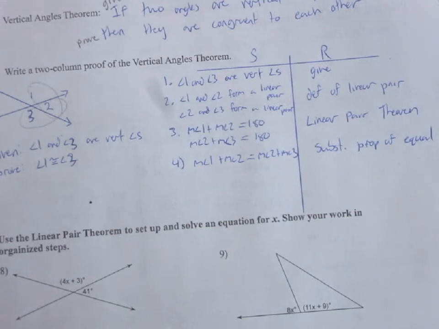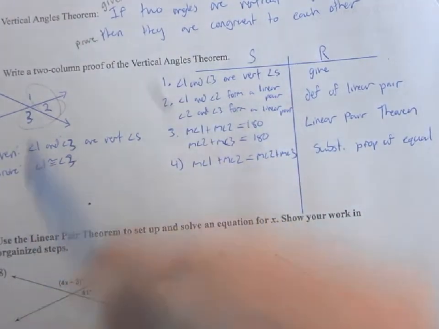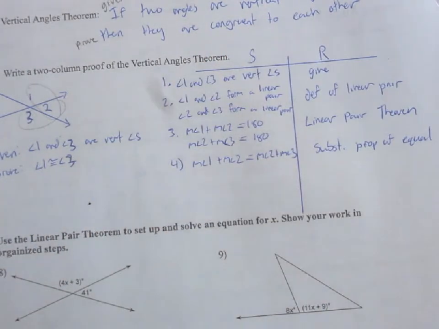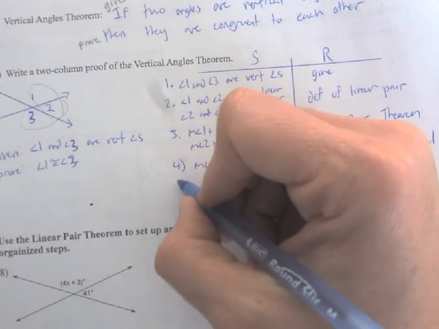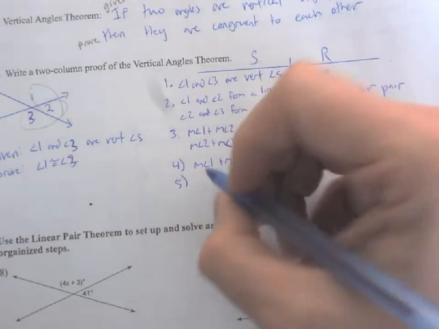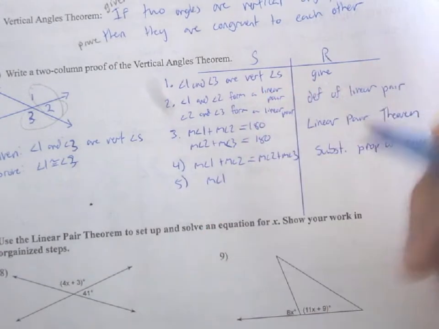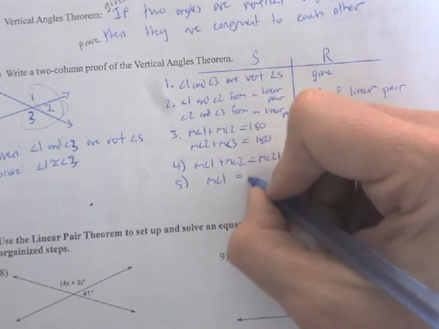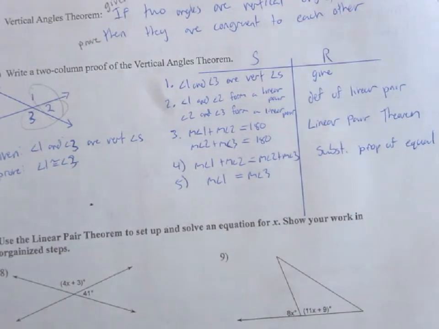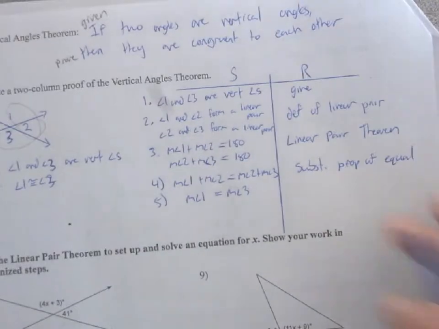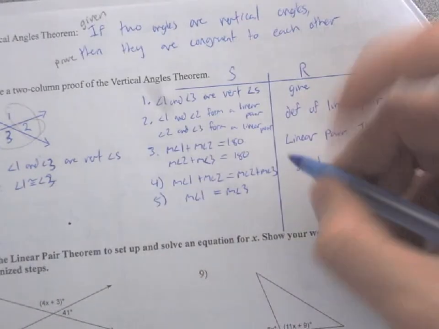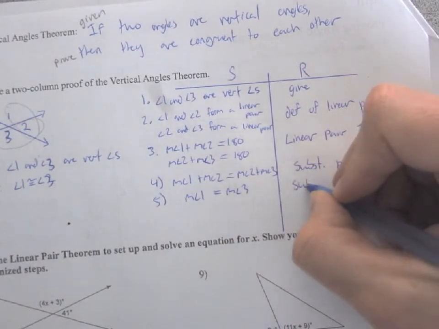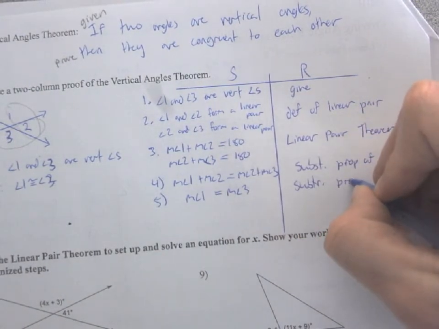Okay, we're going to subtract out angle 2 because what we're trying to show is that 1 and 3 are congruent. Well, here's 1 and here's 3, and here's 2 and 2. So if we subtract the measure of angle 2 from the left and the right, on the left we're left with measure of angle 1, on the right we're left with measure of angle 3. Notice this is very similar to the last one we did. And so the justification for that is the subtraction property of equality.